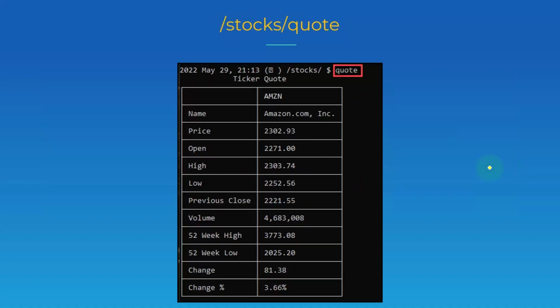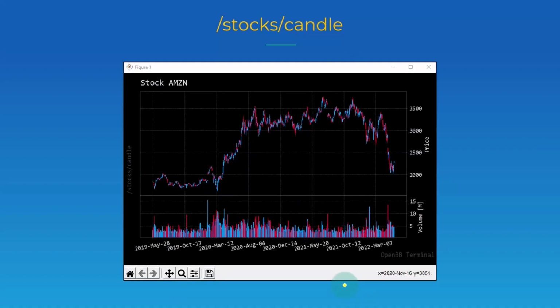Okay. Now we start looking at some of these commands, and one of the commands within stocks is quote. If I say quote, I can now see open, high, low, close here. I can see the prior close as well, volume, 52-week high, low, change in terms of nominal and as a percentage. All right, then I can do the candle command.